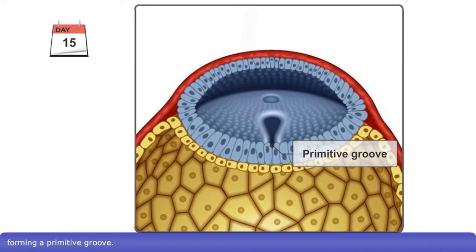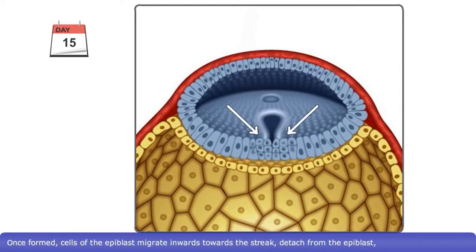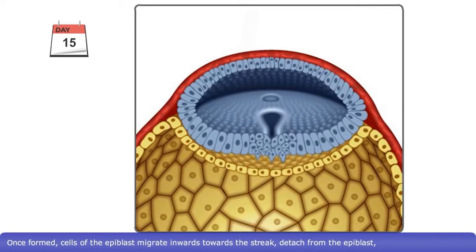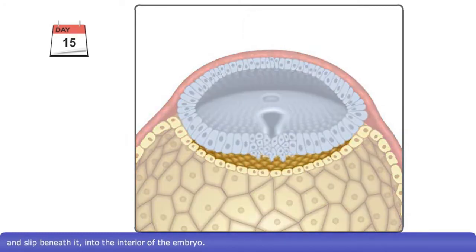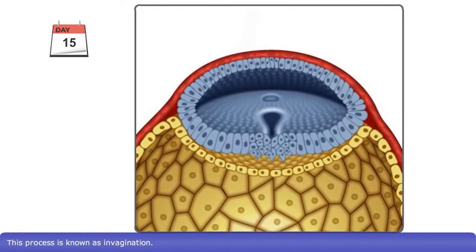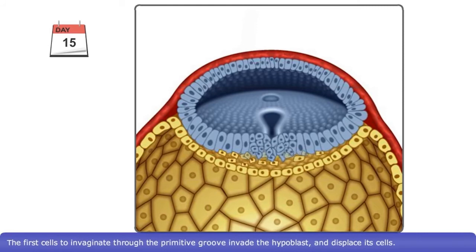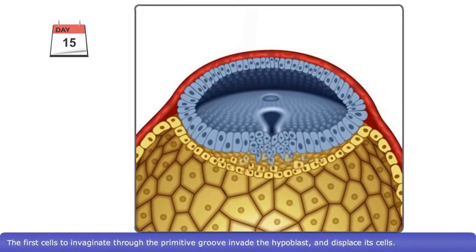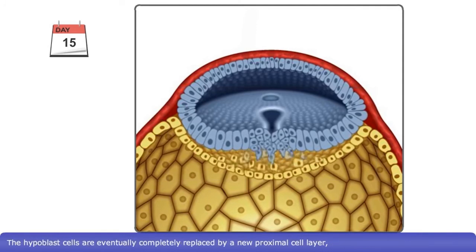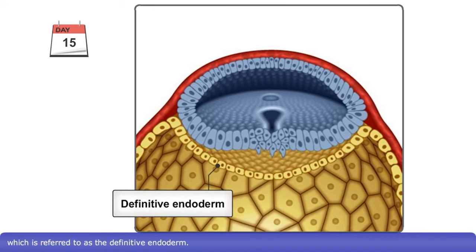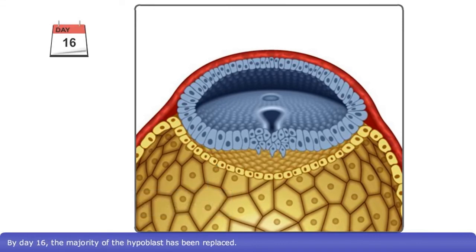Once formed, cells of the epiblast migrate inwards towards the streak, detach from the epiblast, and slip beneath it into the interior of the embryo. This process is known as invagination. The first cells to invaginate through the primitive groove invade the hypoblast and displace its cells. The hypoblast cells are eventually completely replaced by a new proximal cell layer, which is referred to as the definitive endoderm. By day 16, the majority of the hypoblast has been replaced.